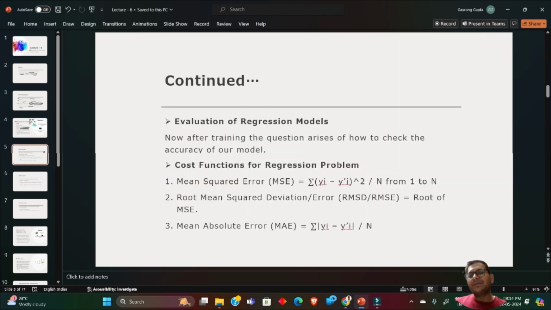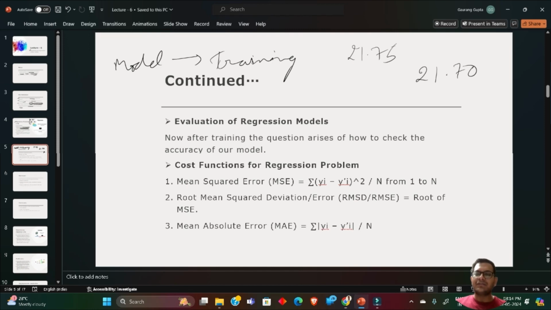Now, how to evaluate these models? See, you made a model, okay, you trained it, training happened. Now you have to check whether this model is predicting the right values or not. For example, let's suppose today temperature is 21.75. If model, let's say, predicted 21.70, it is a quite accurate model, but if it is predicting 2.70, the difference is very much. This prediction makes no sense. This still makes some sense. So that's the thing. We have to check that whether our model has been trained properly or not.